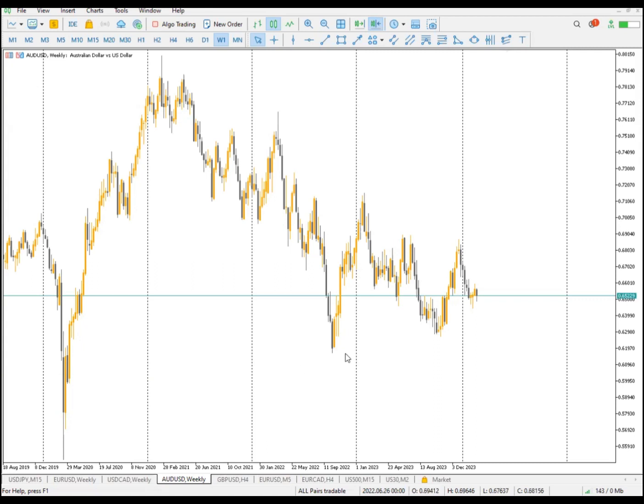So we have the Aussie dollar. For those who don't know, that's AUDUSD in front of us, and this is the weekly chart.